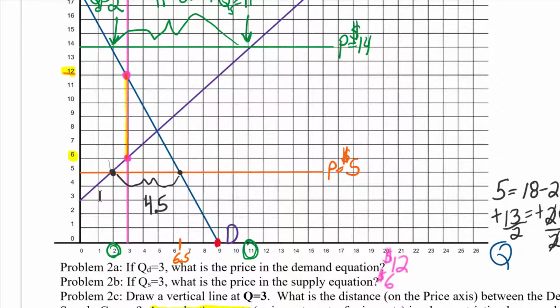And what do we call that when people are trying to buy more than there is? Yeah, we would call that a shortage. So there's going to be a shortage of 4.5 units where people are trying to buy more than there is at that low price of $5.